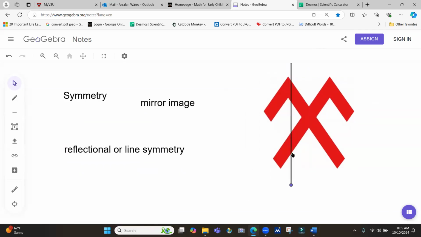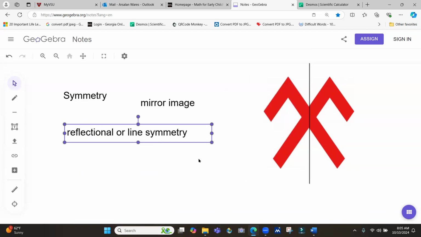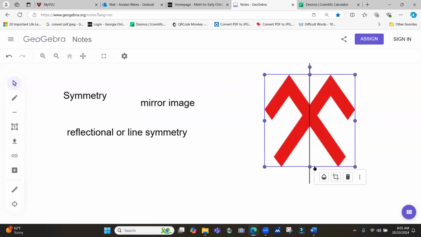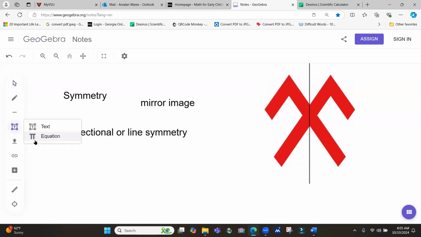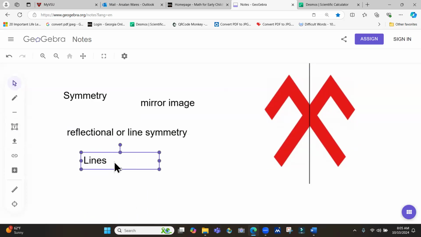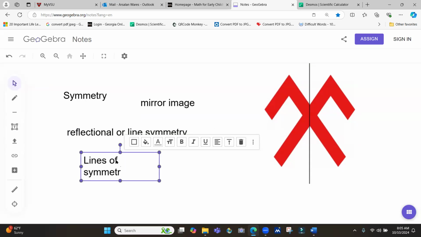Now, this shape has reflectional symmetry, and you can draw this line only in one way. So how many lines of symmetry are here? One. How many lines can you draw so that the left-hand side is same as the right-hand side, or the bottom is same as the top? We can say number of lines of symmetry. I would say one, only one.